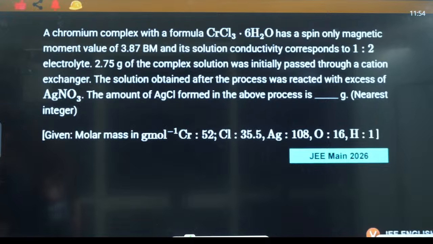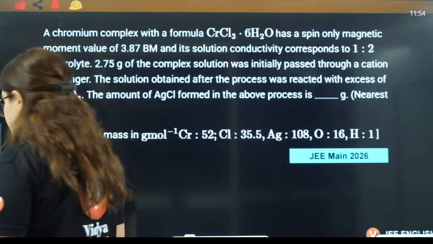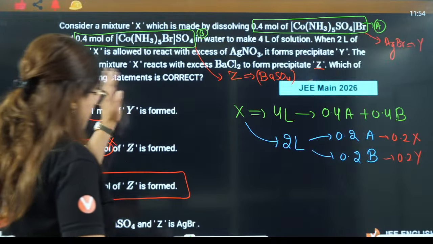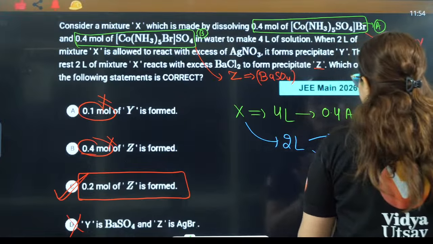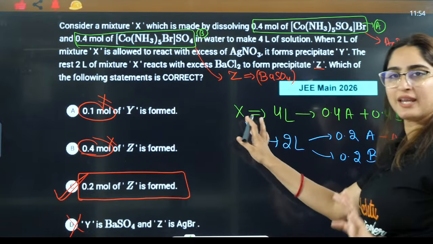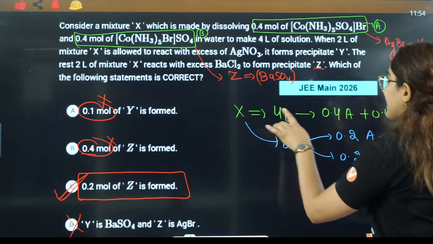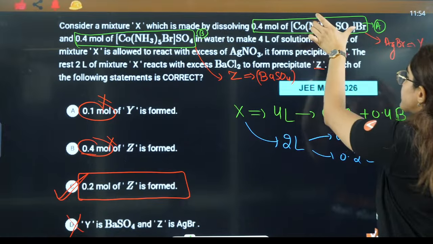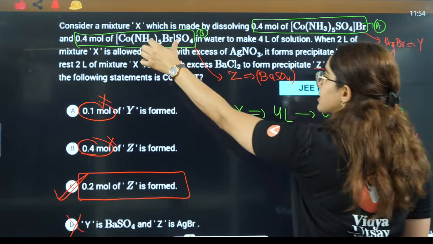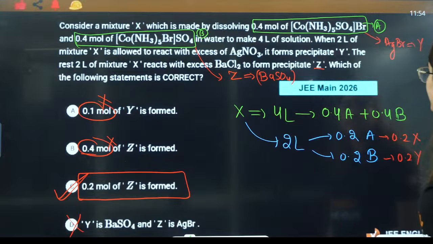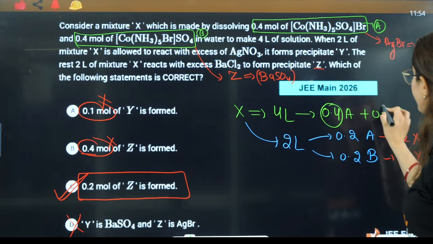Shall we see this question? Ma'am, this was not clear. Okay, I'll just explain this again. They said that you have a mixture X, formed from 0.4 of this solution and 0.4 of this particular compound. Okay, they both are 0.4 and 0.4.